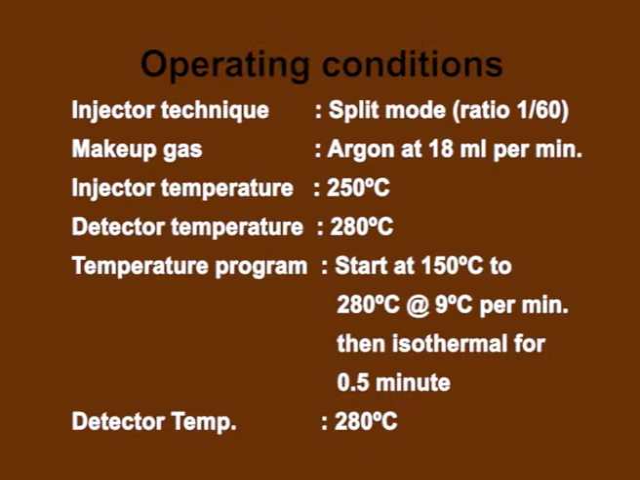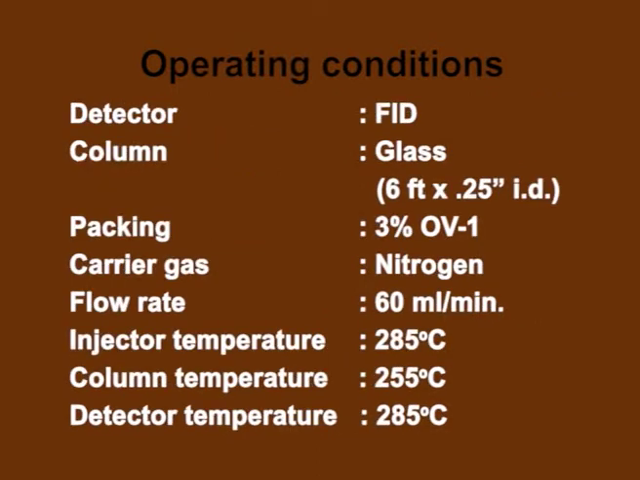Injection technique will be split mode, ratio 1 by 60, makeup gas argon at 18 ml per minute. The injector temperature will be 250 degrees centigrade. The detector temperature will be 280 degrees centigrade. The temperature programming starts at 150 degrees centigrade to 280 degrees centigrade at the rate of 9 degrees centigrade per minute, then isothermal for 0.5 minute. The detector temperature will be 280 degrees centigrade.